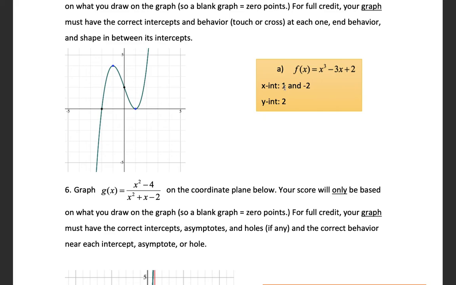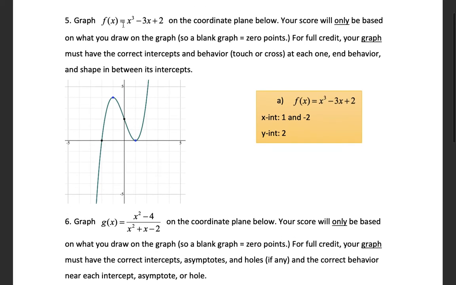Our x-intercepts are plus 1 and minus 2, and the y-intercept is plus 2. This is a cubic function. So you can see this is a cubic function here, x cubed. So this is just only x cubed. The x cubed graph is like this. So if you just go ahead with these points, then just go.